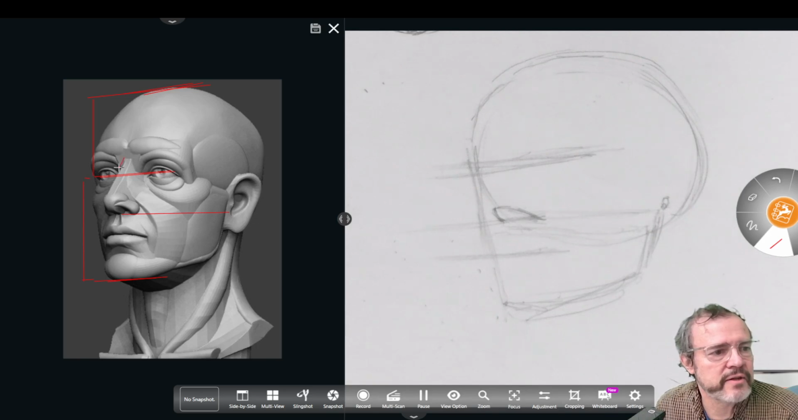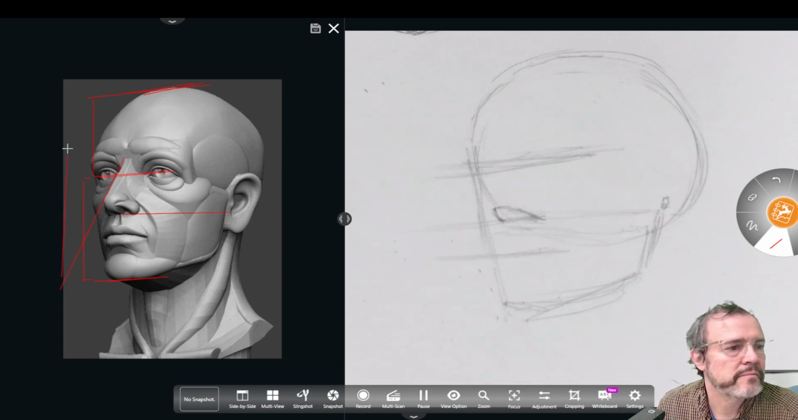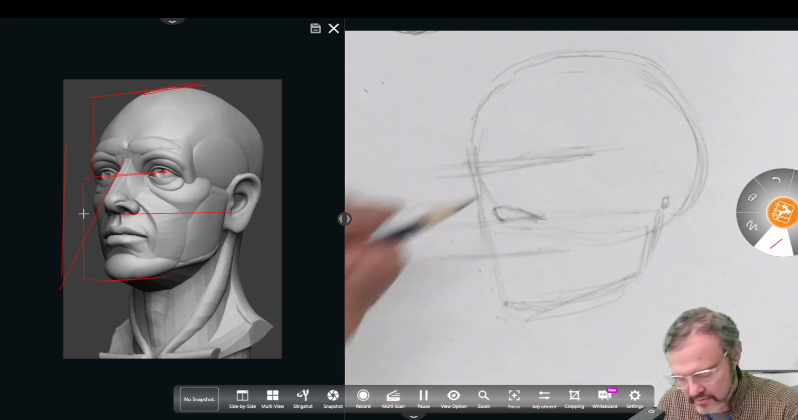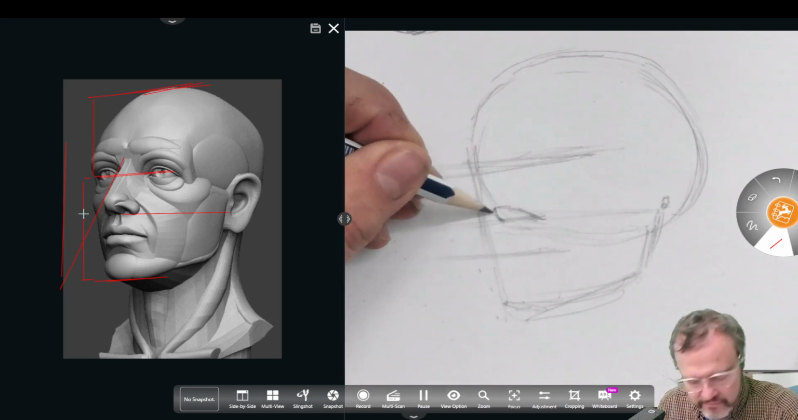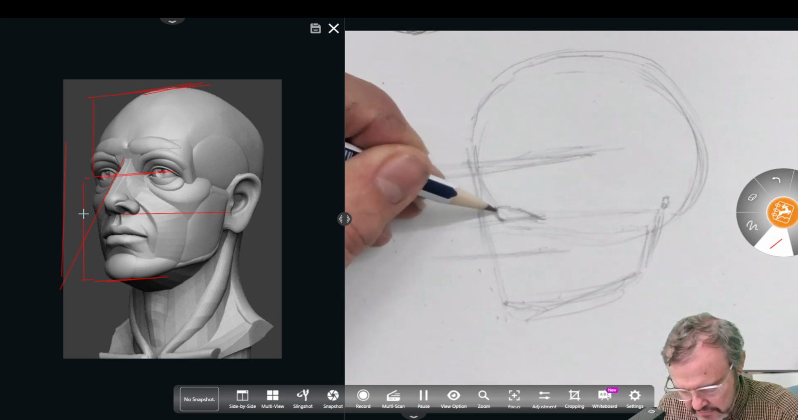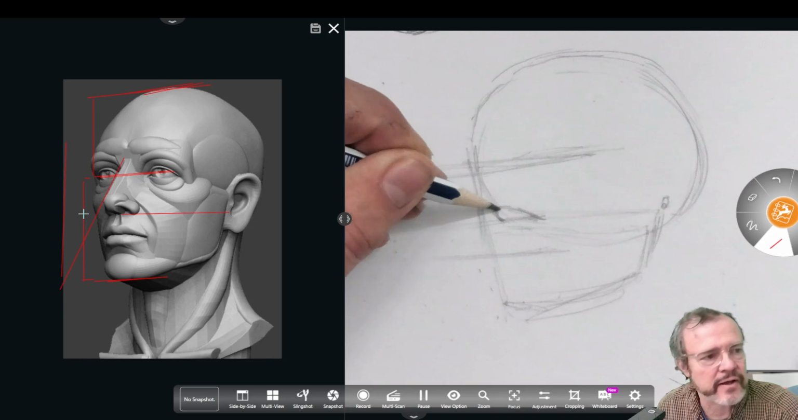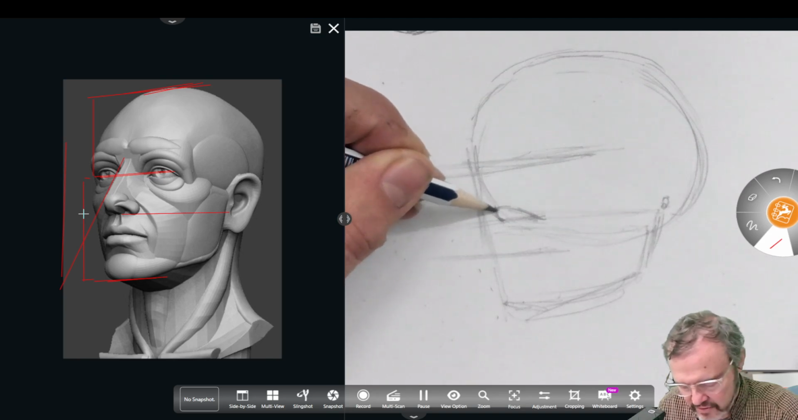Okay, the bridge of the nose angles at about 30 degrees from vertical. Can you see that? And so we're going to go from the tip. Everyone be sure you kept the tip of the nose inside the cheek line, about this far back. And now we're going to go 30 degrees up.